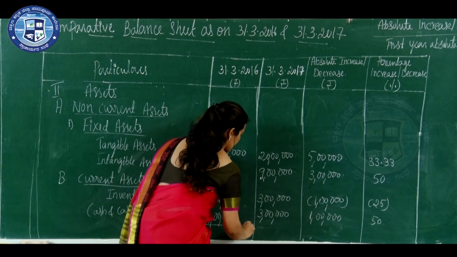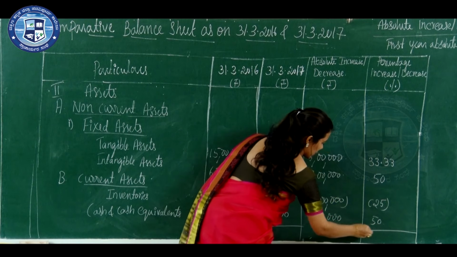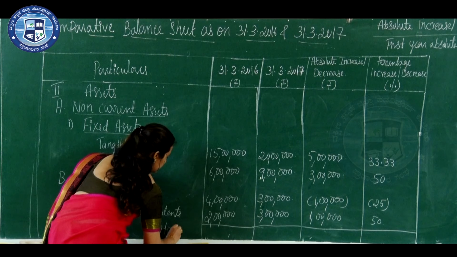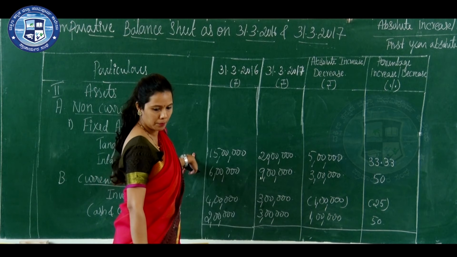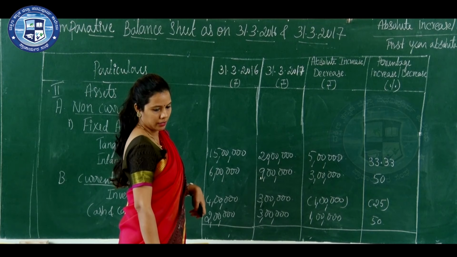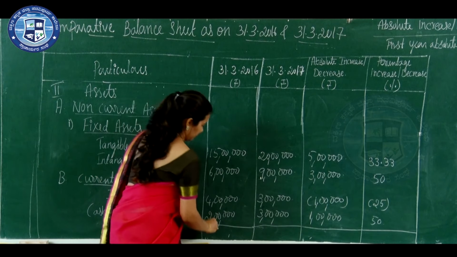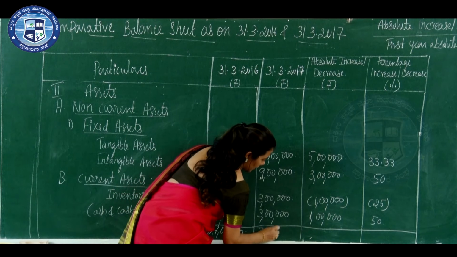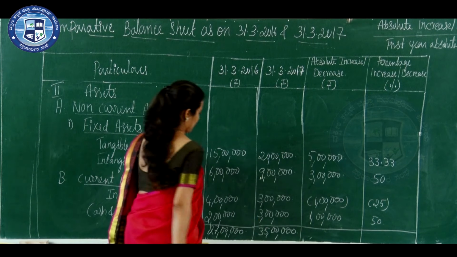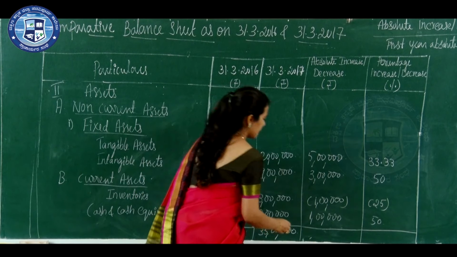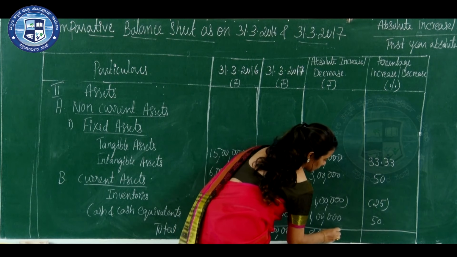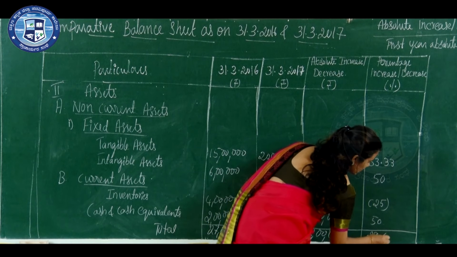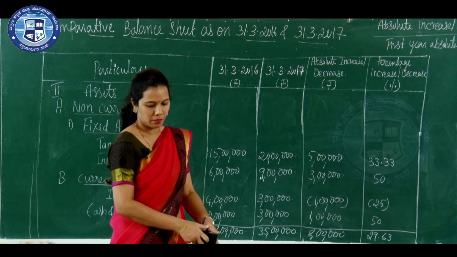So again total the asset side also. Now asset total should be equal to liabilities. So when you total 2016, it is 27 lakhs, and 35 lakhs. So, difference 8 lakhs, and percentage 29.63%.